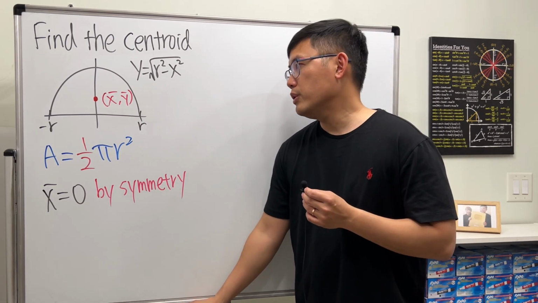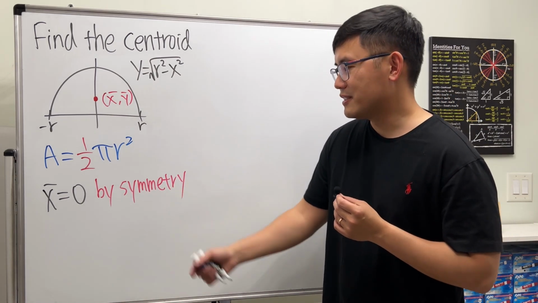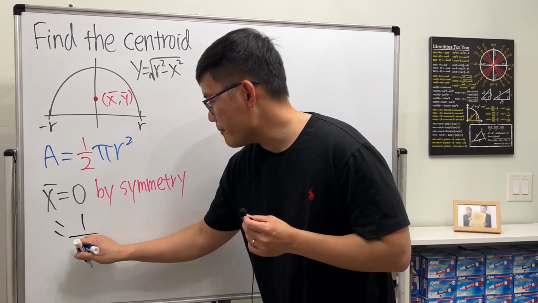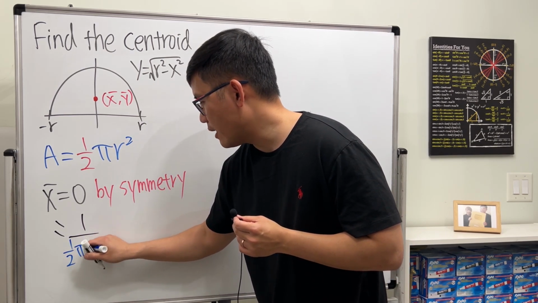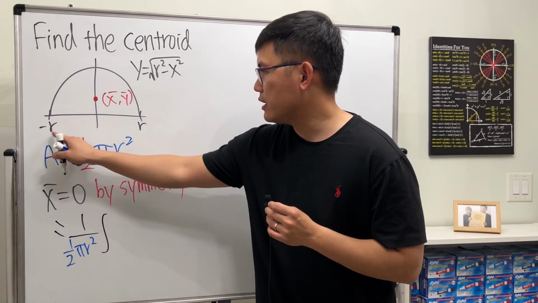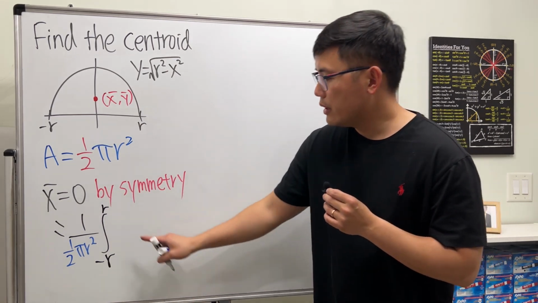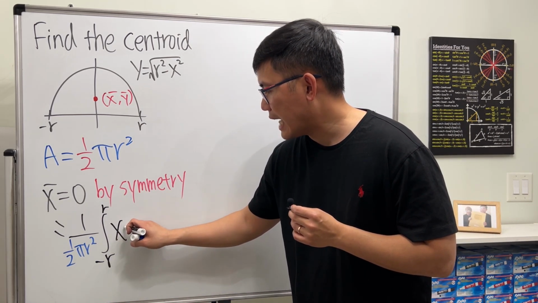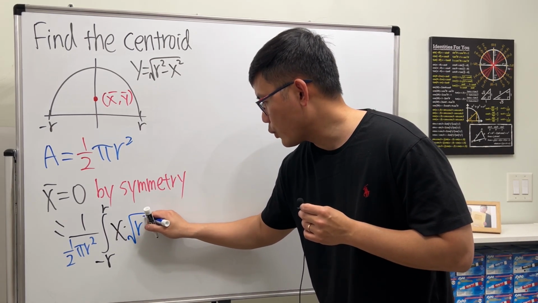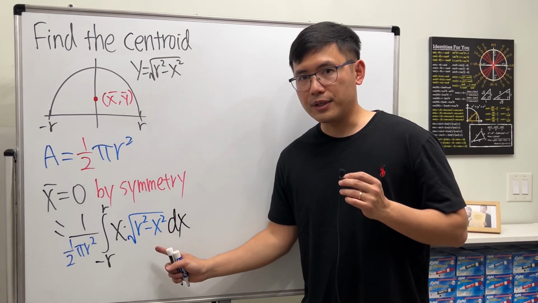And I will also show you, in case you would like to know, what's the integral setup for the x bar. Check this out. This right here equals 1 over the area, which is 1/2 pi r squared. And we multiply by the integral going from here to here. So that's negative r to r. And then inside, we have x times whatever this function is, which is square root of r squared minus x squared dx.